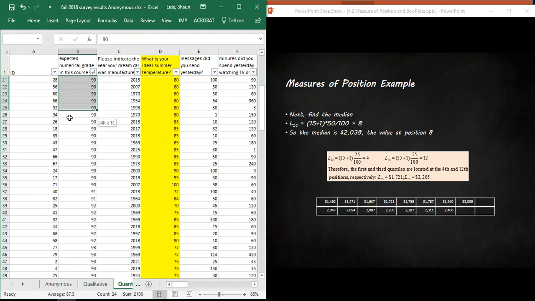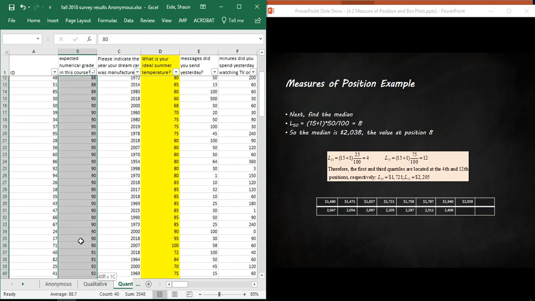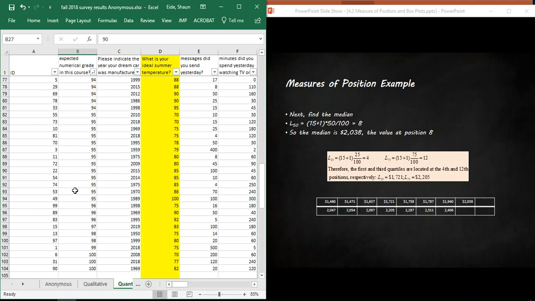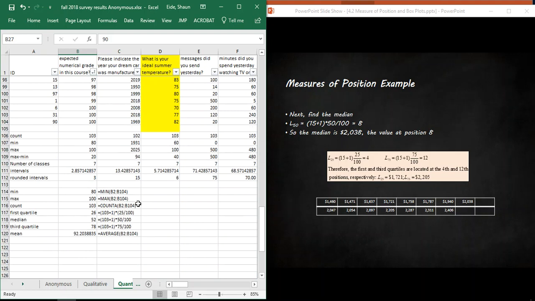And the way that we find the 26th value is we start at the top, okay? And you hold down and drag down, and you'll see right there it says 26R. That means that you have selected the 26th row. So that right there is the first quartile, okay? So we go down here. The first quartile is 90.